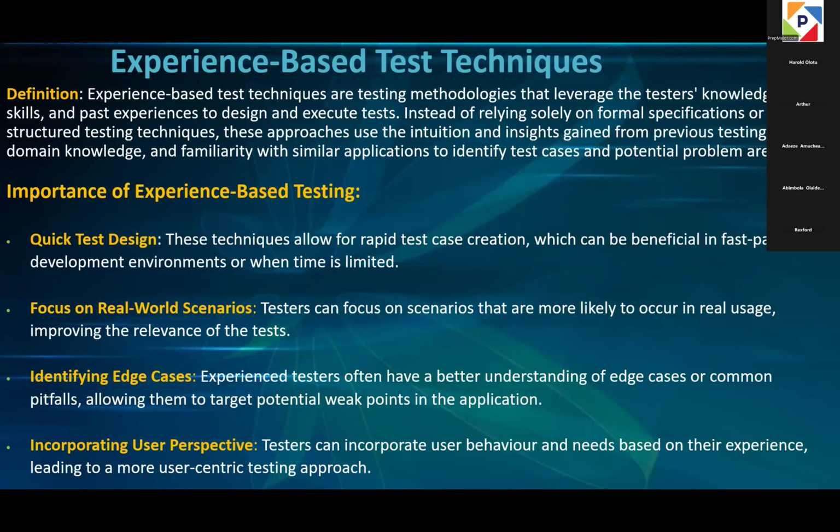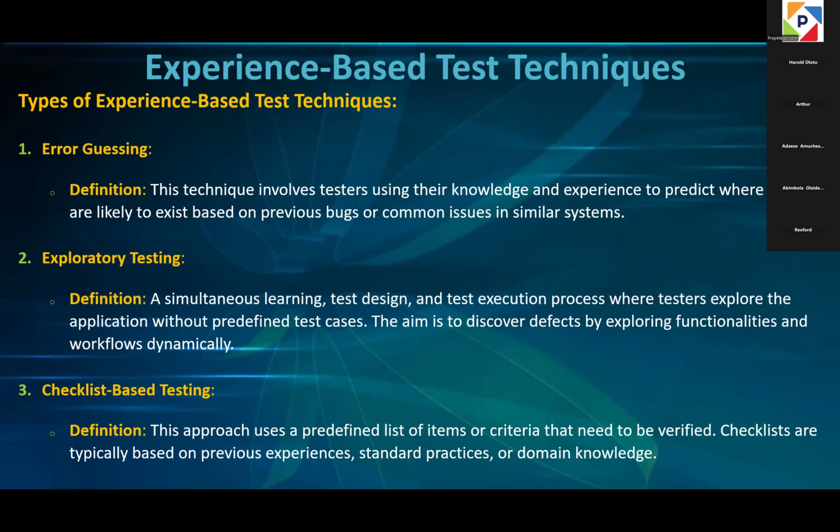They normally employ three types here, which is error guessing. They can easily guess errors. These techniques involve testers using their knowledge and experience to predict where defects are likely to exist based on previous bugs or common issues in similar systems. So one of the other types is exploratory testing. A simultaneous learning, test design, and test execution process where testers explore the application without predefined test cases. The aim is to discover defects by exploring functionalities and workflows dynamically.